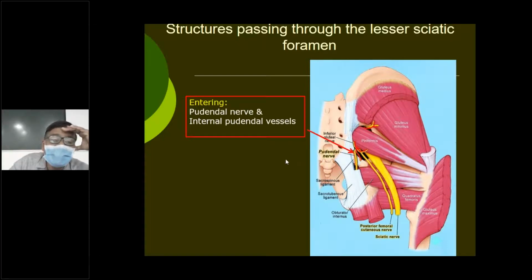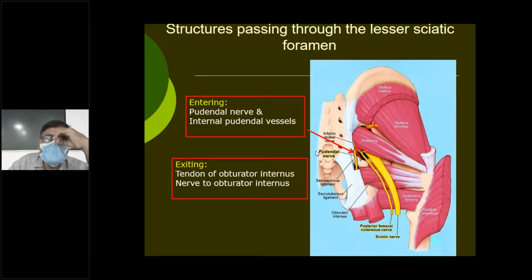Now, here again, this picture shows some of the structures which enter the lesser sciatic foramen. So far, we have learned all the vessels and nerves come out of the pelvis through the greater sciatic foramen, either above or below the piriformis. But a few structures, after coming out of the greater sciatic foramen, re-enter the lesser sciatic foramen. What are the structures which re-enter the lesser sciatic foramen? The pudendal nerve and internal pudendal vessels, and also the nerve to obturator internus.